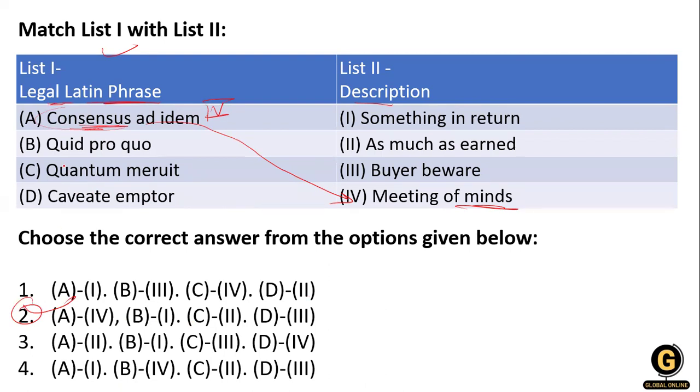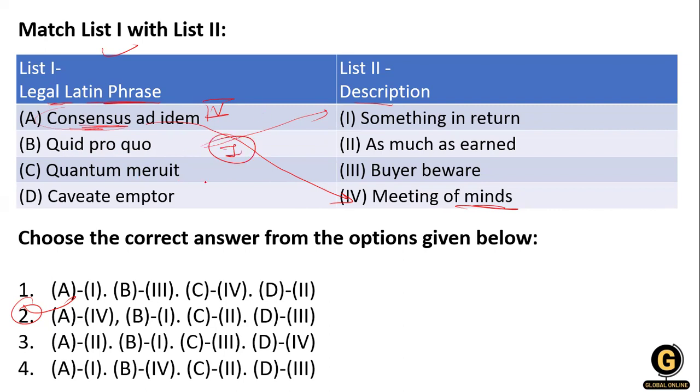Now the quid pro quo. It means you are paying, or you are getting something, so you have to return something. So quid pro quo is related to something in return. It is quid pro quo. This is B1.